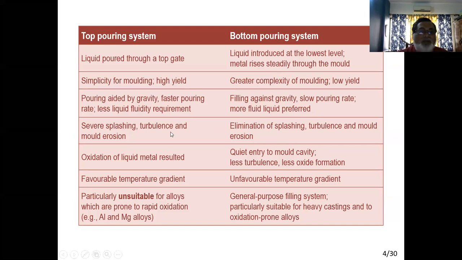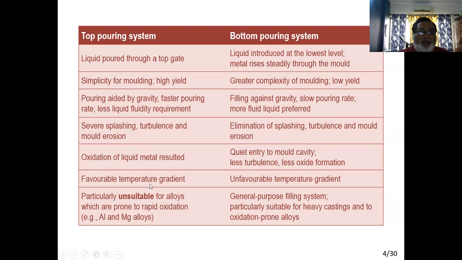Top pouring has severe splashing, turbulence and mold erosion because of the high velocity of the liquid metal. On the other hand, bottom pouring eliminates splashing, turbulence and mold erosion because of the very slow pouring rate and very reduced velocity of the liquid metal. Oxidation of the liquid metal results from this splashing and turbulence. Quiet entry into the mold cavity means less turbulence and less oxide formation. Favorable temperature gradient is another good aspect of the top pouring system.